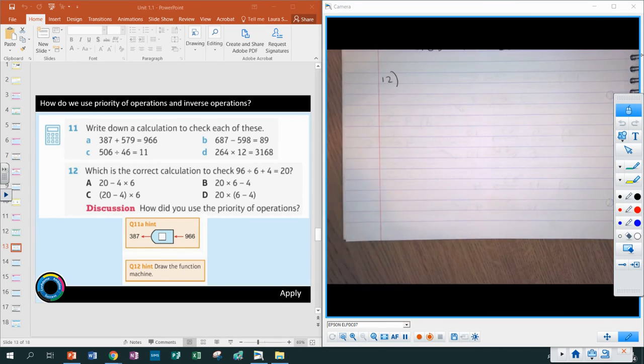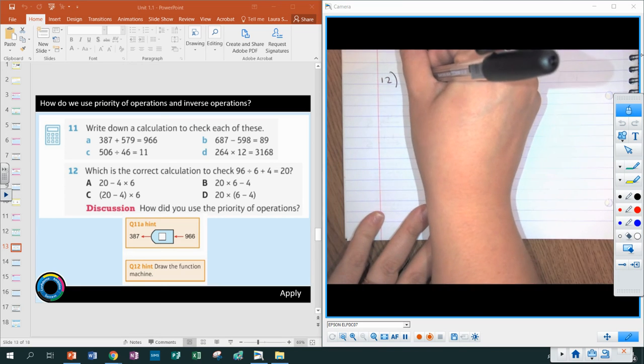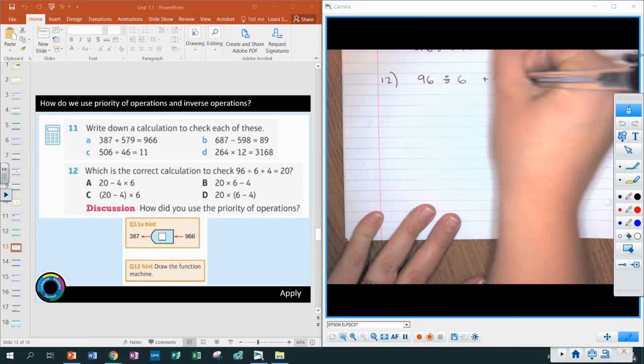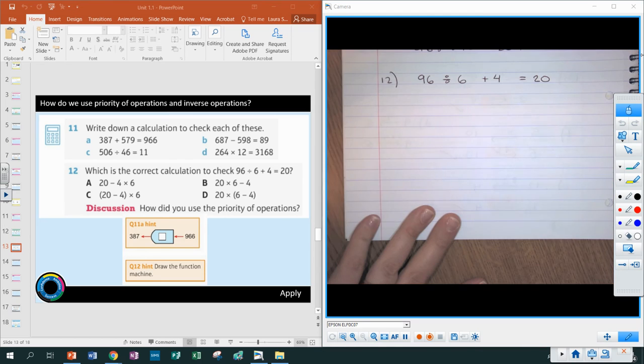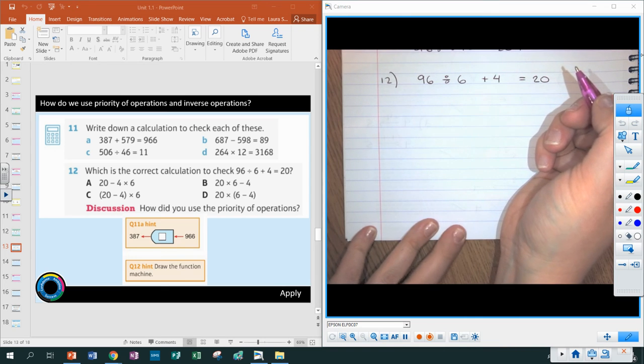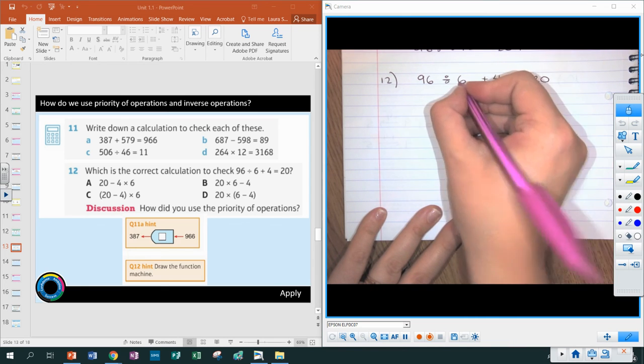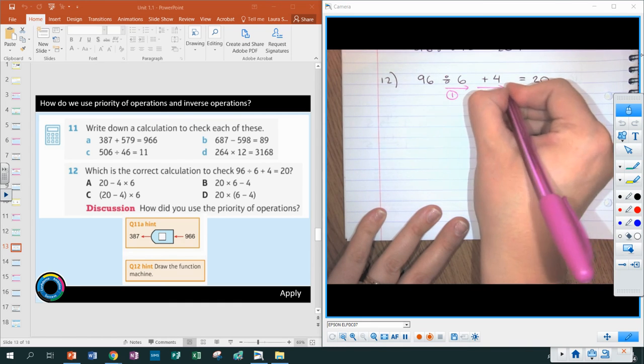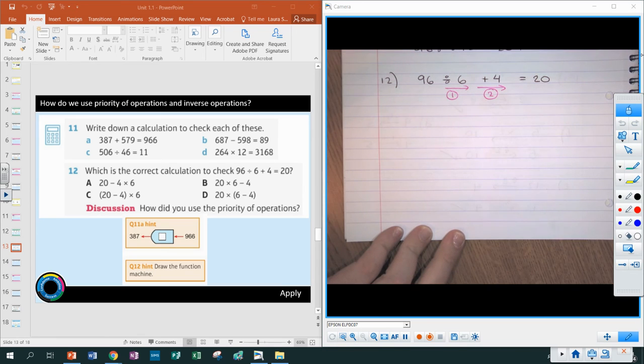Okay, and this one says, which is the correct calculation to check to see if 96 divided by 6 add 4 is equal to 20. So 96 divided by 6 plus 4 equals 20. Well, what we can do is think about the inverse, okay? So first thing we did here was divide by 6. That was step 1. Second thing we did was add 4. That was step 2.